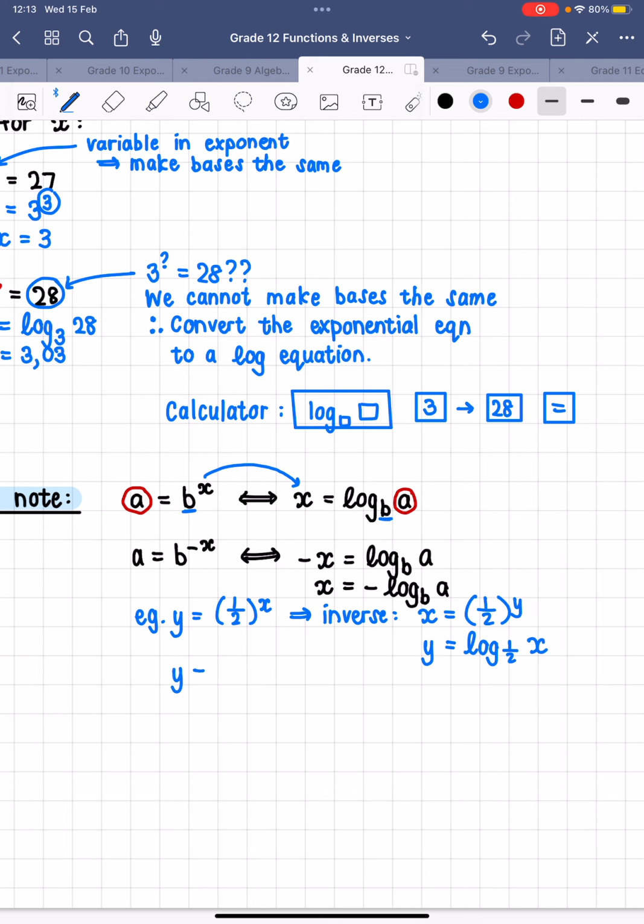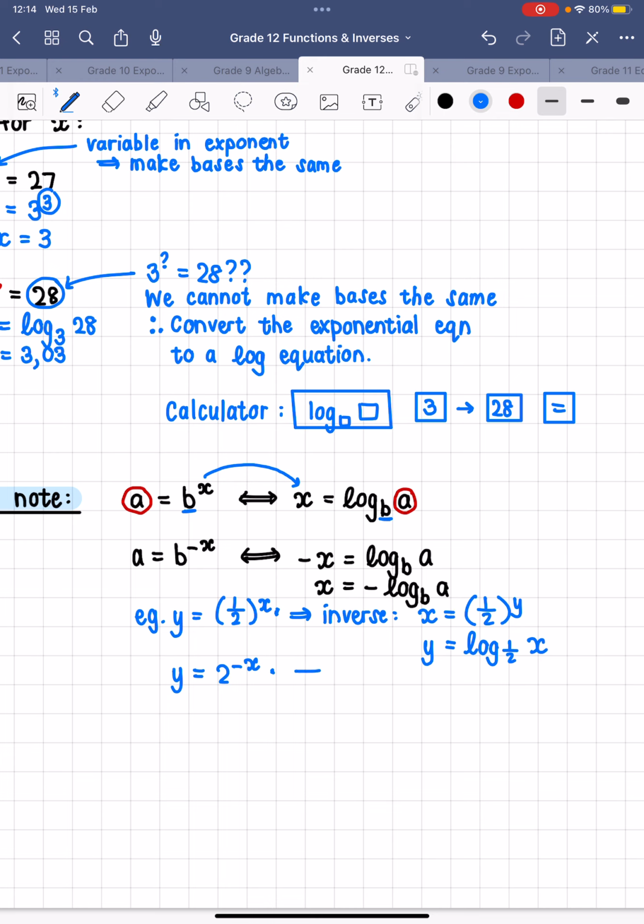But y equals a half to the power of x can be written in a different way. It can be written as y equals 2 to the power of negative x, right? These two equations mean the same thing. 2 to the negative x and a half to the x, those are equal.